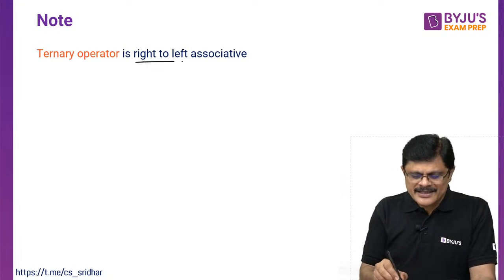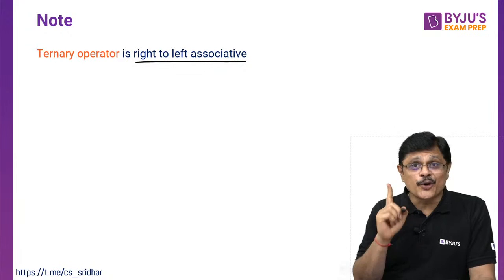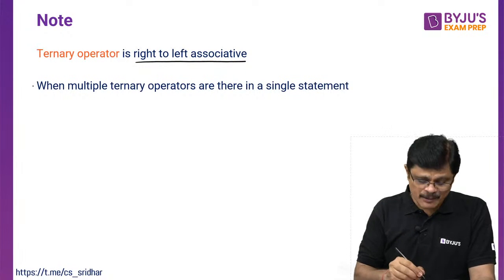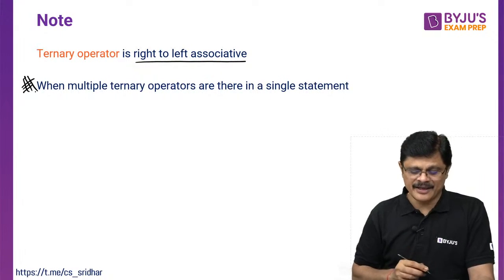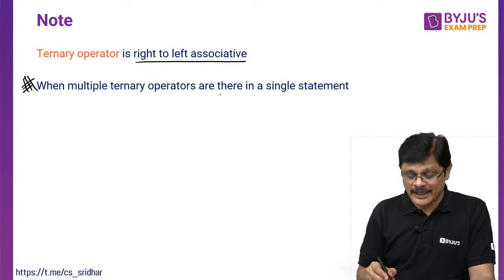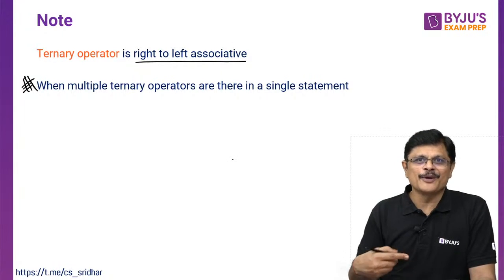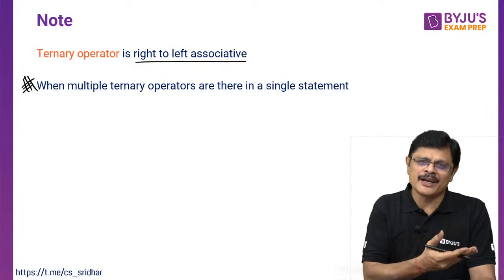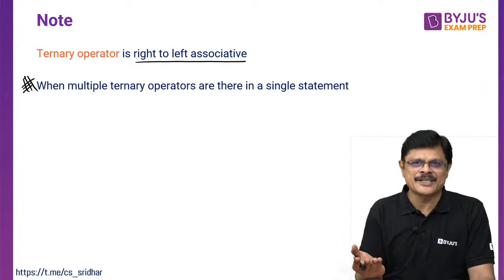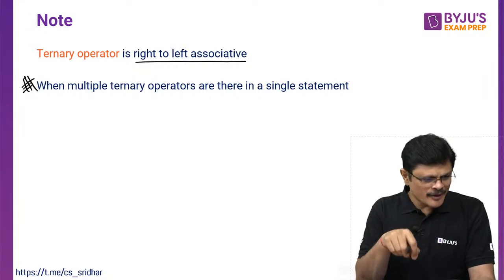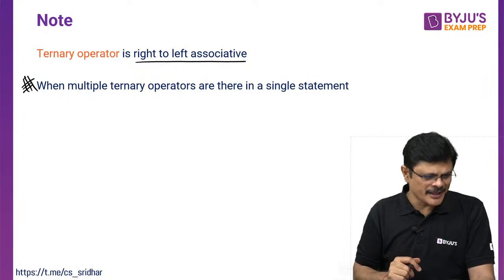The ternary operator is right to left associative. Please note this point. And this is the most important thing, my dear friend. When multiple ternary operators are there in a single statement, this is where people ask many questions. You can see this type of questions many times in puzzles, even in examinations. We'll explore some of them to close today's session.